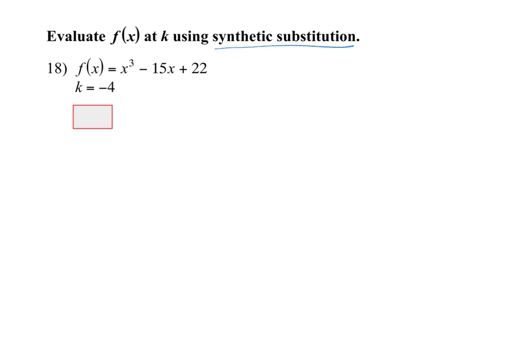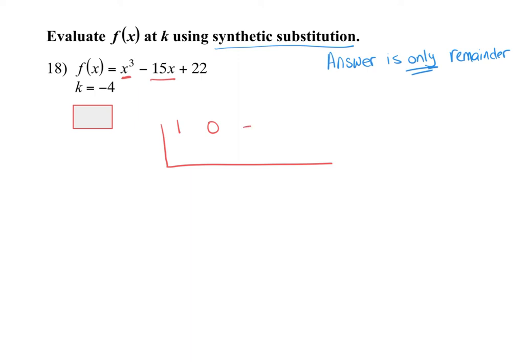Synthetic substitution means do synthetic division. You don't change the sign here, okay? Synthetic substitution also, your answer is only your remainder. All right, so your answer is only your remainder here, okay? So I am going to use synthetic division here. X cubed, my coefficient is 1. I do not have an x squared, so I have to put a 0. X, my coefficient's -15, and my constant is 22. When they give it to you like this, you do not change the sign. Use a -4 there, all right?